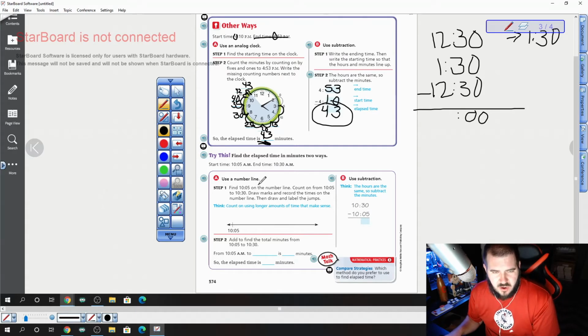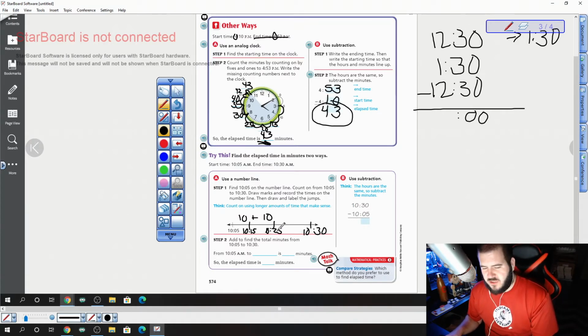Okay? So our start time is 10:05, our end time is 10:30. So remember, we want to put our start time here at the beginning, 10:05. And then we can count by tens until we get to our end time, which is 10:30. So we go ahead and add 10. If we add 10 to 5, we're going to get 10:15. We have to be careful of where we're at, okay? If we add another 10, we're going to get to 10:25.